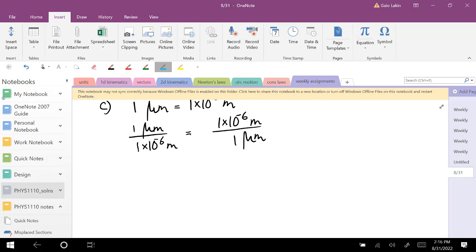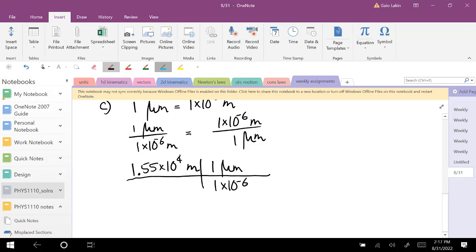And I'm going to just start with meters again. So 1.55 times 10 to the fourth meters. Again, our unwanted units are the meters, so I want those in the denominator. So I'm multiplying times 1 micron over 1 times 10 to the minus 6 meters. The meters cancel, and you get 1.55 times 10 to the 10th microns.